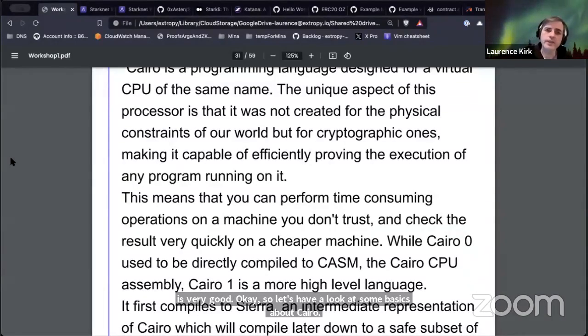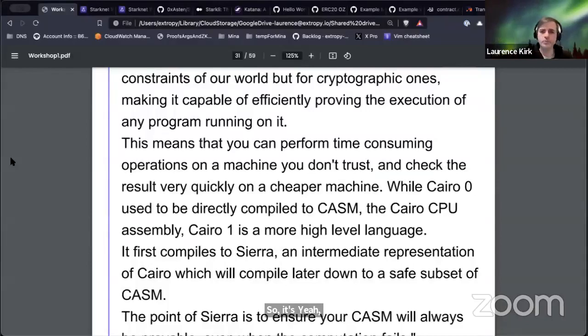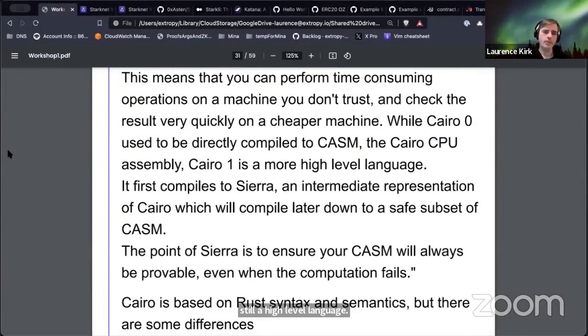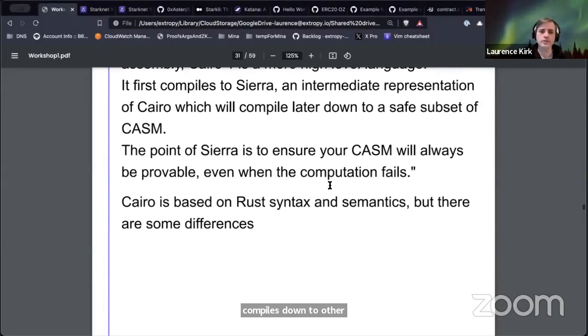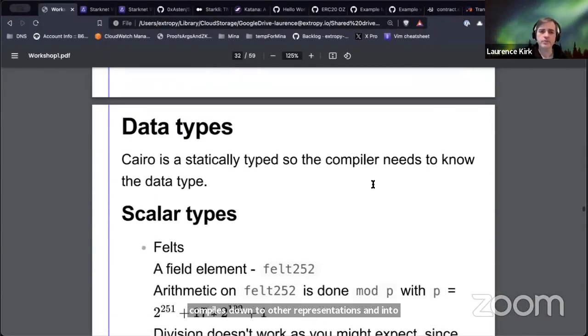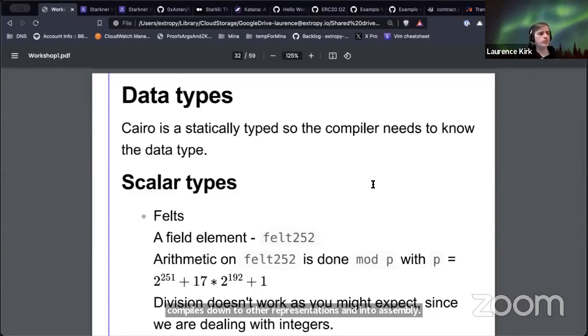It's a provable language, but it's still a high-level language. It looks like Rust. Its syntax is very like Rust, and then it compiles down to other representations and into assembly. Now, one thing you find when you look at languages that have been written for zero-knowledge proving systems is that they are often restricted in some ways, and this is because they need to be provable. You need to be able to create a zero knowledge proof from them.